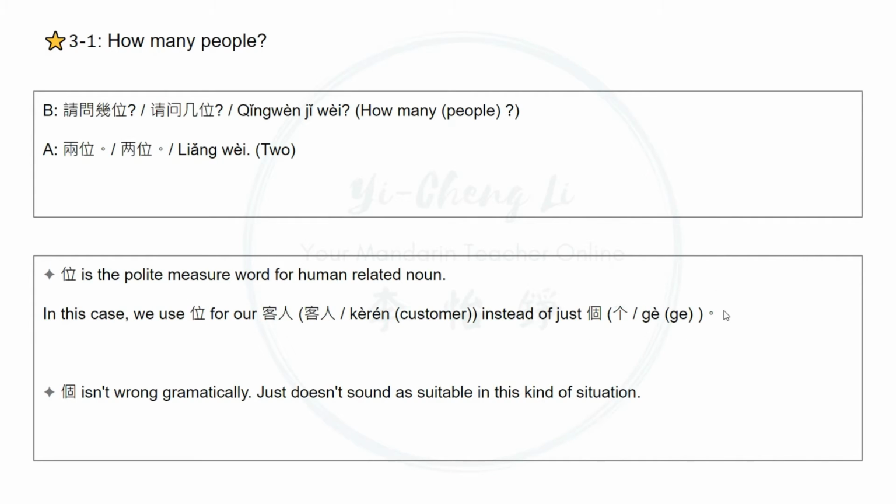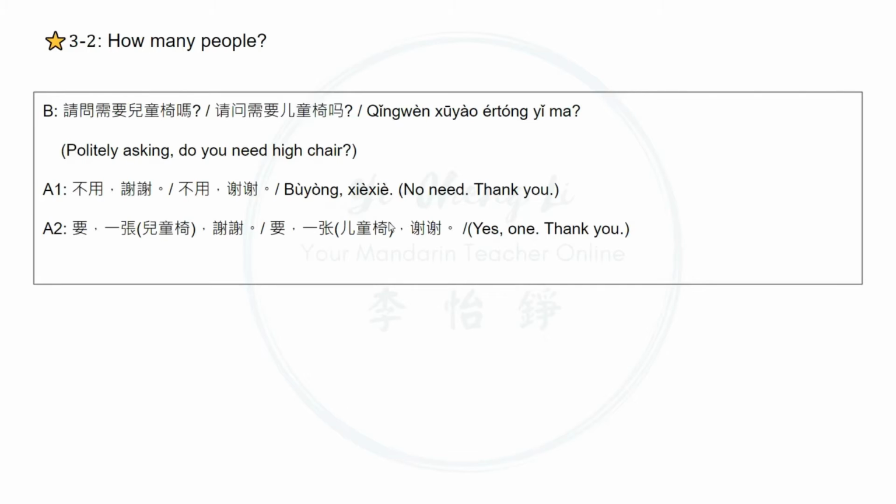If you just use 个, when you type it on Google Translate, it will show you fourth tone, but as a measure word you pronounce it in neutral tone or fifth tone. It isn't wrong grammatically to say 5 people, 2 people, but it just doesn't sound as suitable in this kind of situation because we are talking about customers, and usually in Asian culture they would prefer using a politer measure word. In this case, for human-related nouns, we use 位. So 请问几位, how many people? 两位, two people.